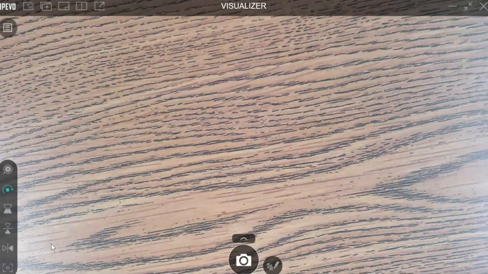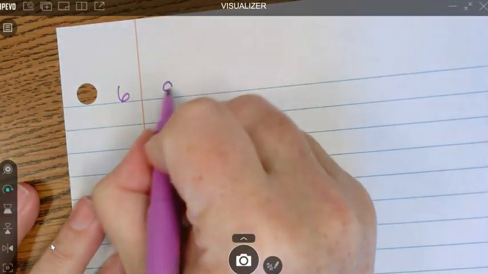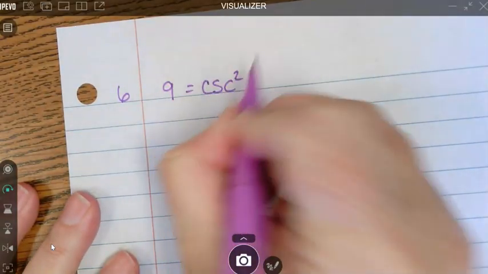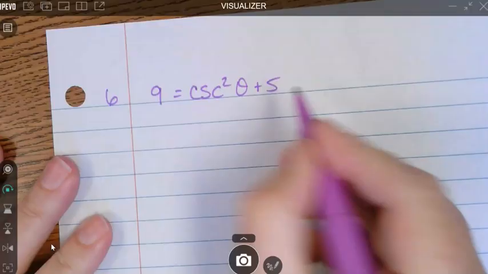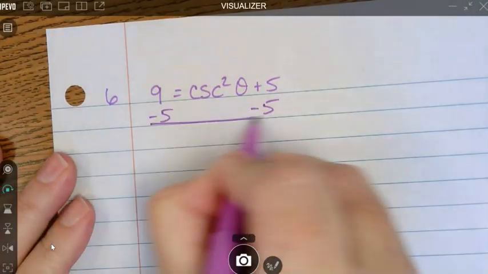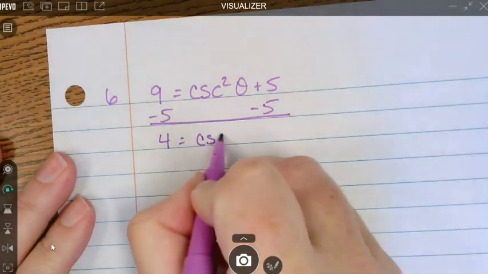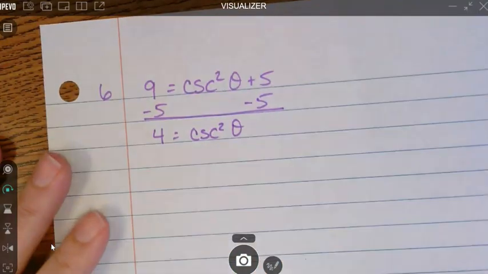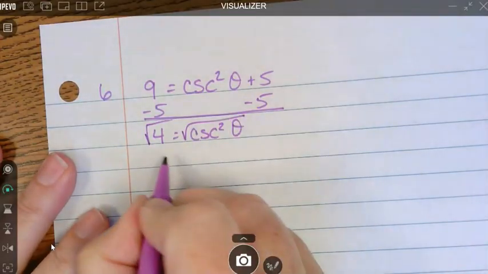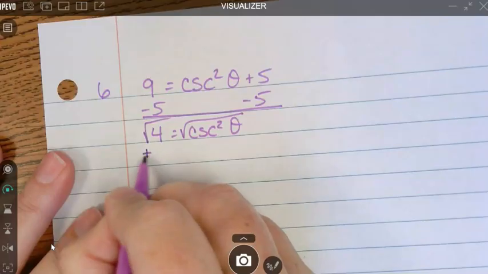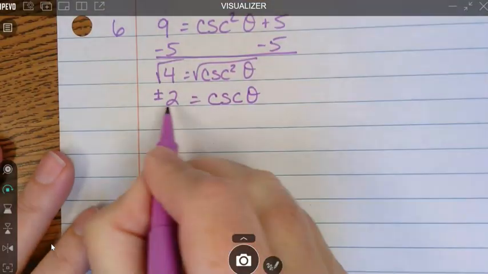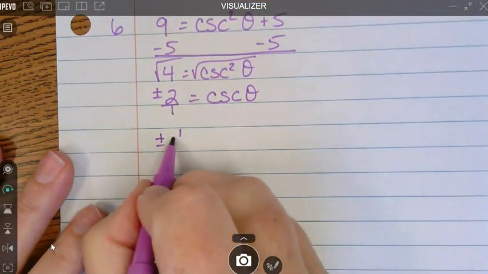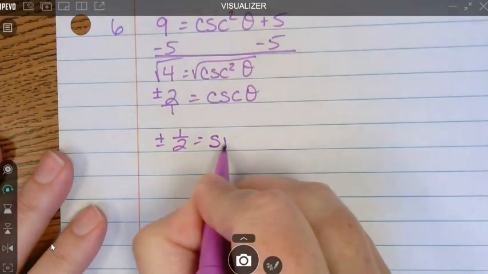Now let's get to number 6. We get 9 equals cosecant squared theta plus 5. Subtract 5, and we get 4 equals cosecant squared theta. To undo a square, we take the square root. Because we put that square root in there, please do not forget the plus or minus. If I put this over 1, we flip it, and we flip this side and we get sine.